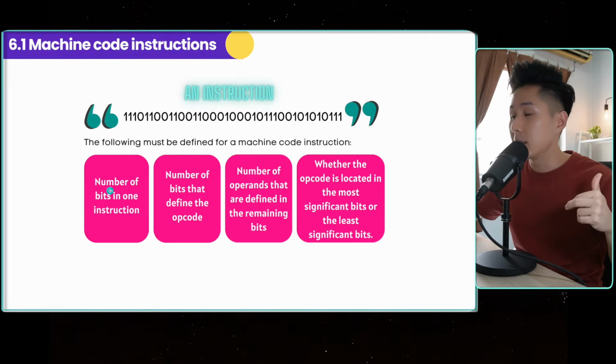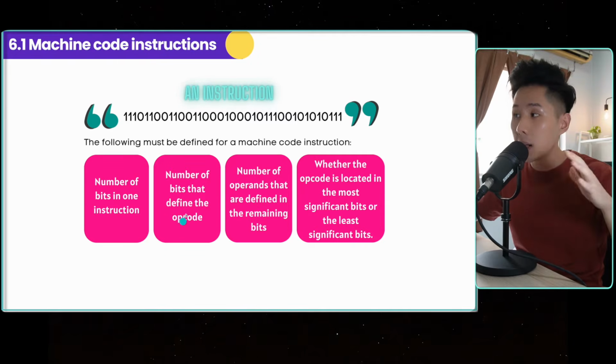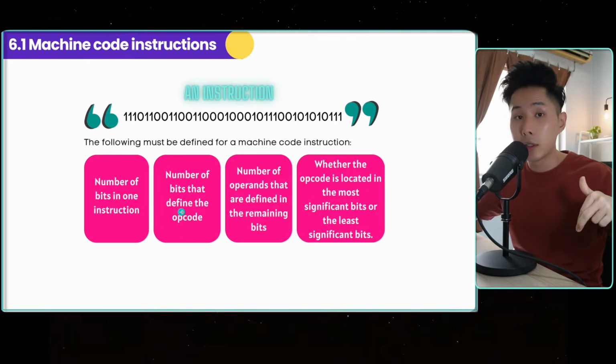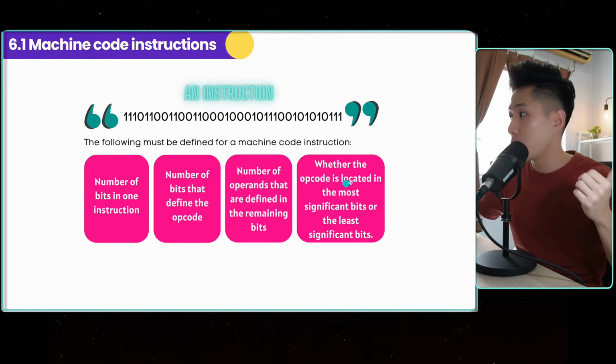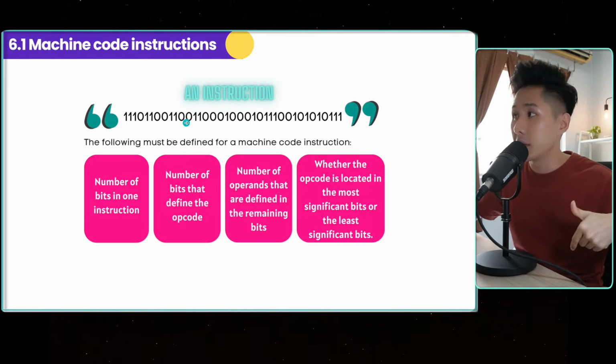So how many bits are in one instruction, and how many bits out of that are used to define the opcode, and how many operands should we use, and whether the opcode is located at the most significant bit, which is the left hand side, or is it located at the least significant bit.